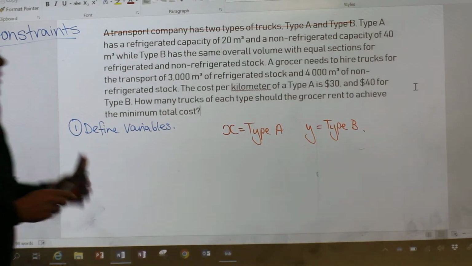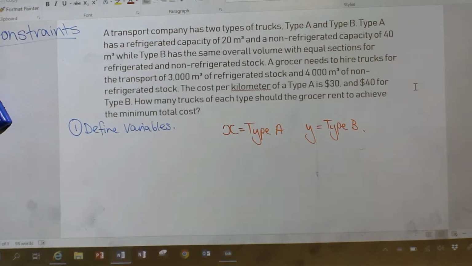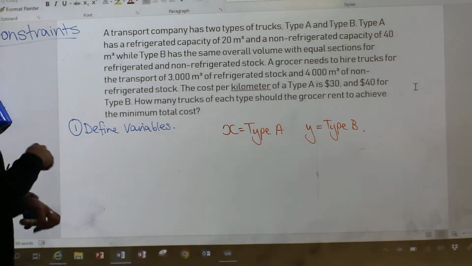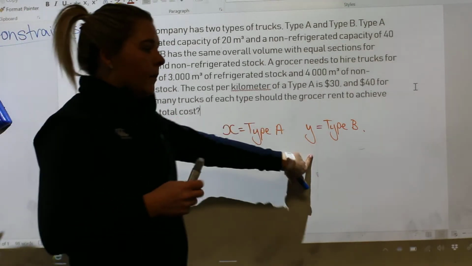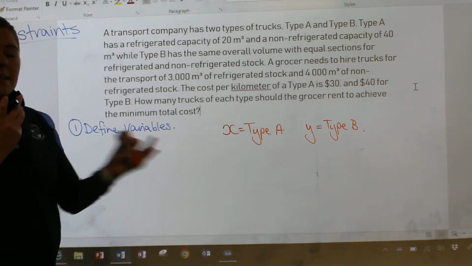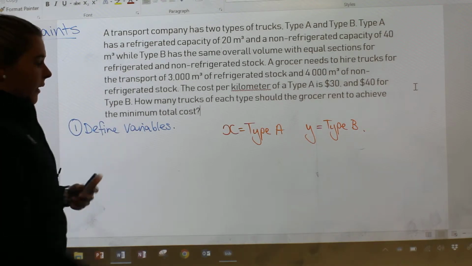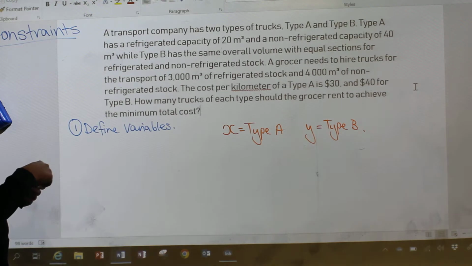So we are constructing our constraints for this question here. Step one is to define our variables. A transport company has two types of trucks, type A and type B. Type A has a refrigerated capacity of 20 metres cubed and a non-refrigerated capacity of 40 metres cubed. Type A and type B are what we're talking about, because we're differentiating what capacity both of those have. So they're going to be our two variables. X is going to be type A and Y is going to be type B.